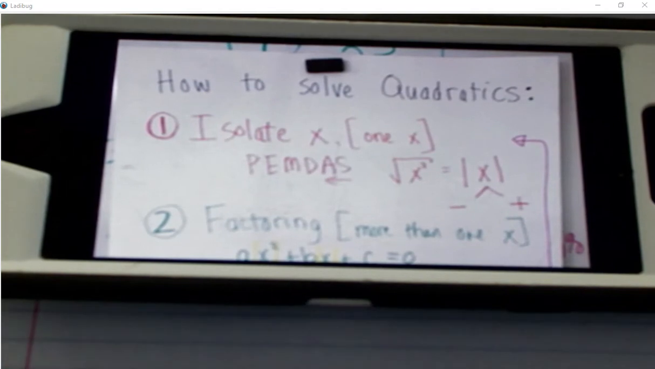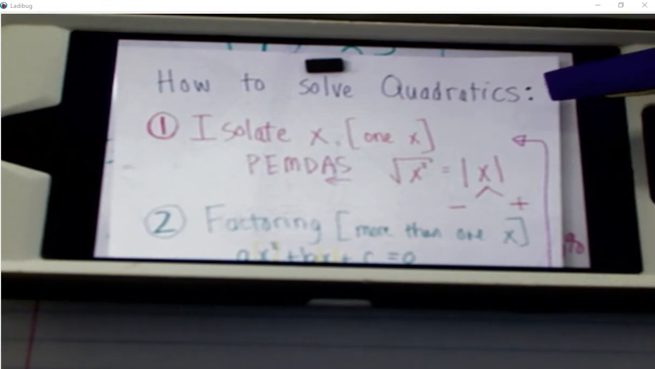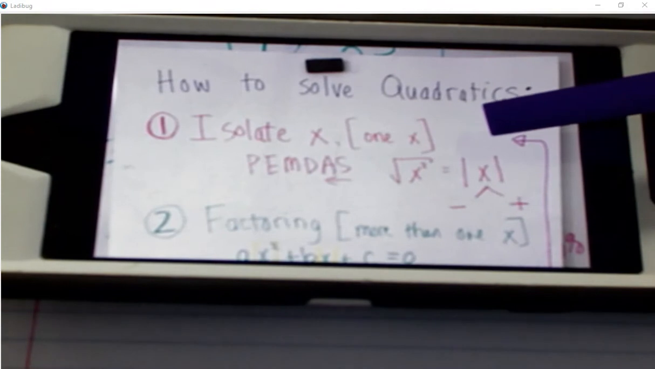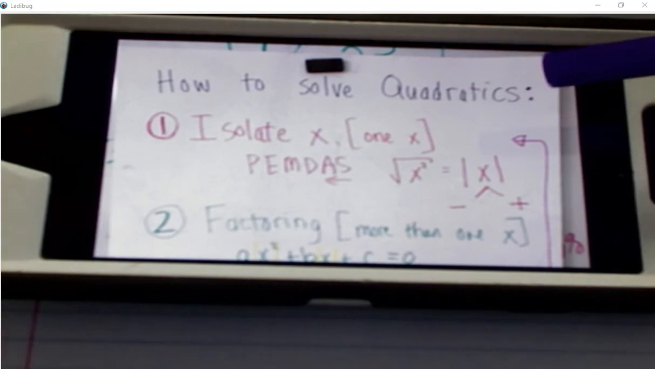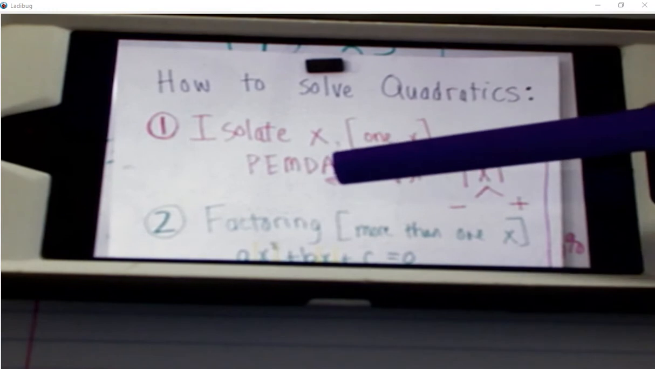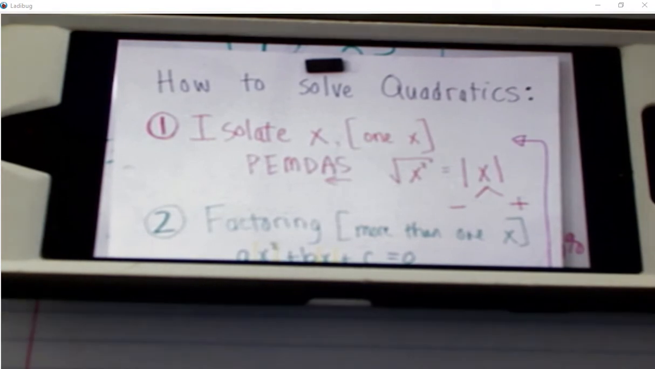We are going to finish the solving unit, or the section, today. Last class, when we started to solve quadratics, we started with isolating x. We chose isolating x because there was just one x. Now, what do I need to remember about isolating? I do PEMDAS backwards, right? The general idea of undoing operations.